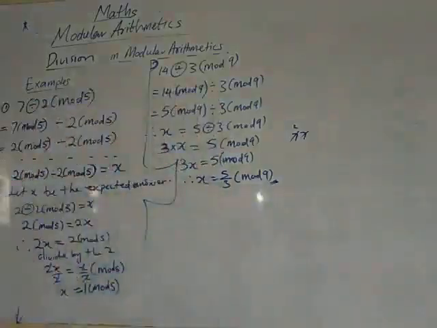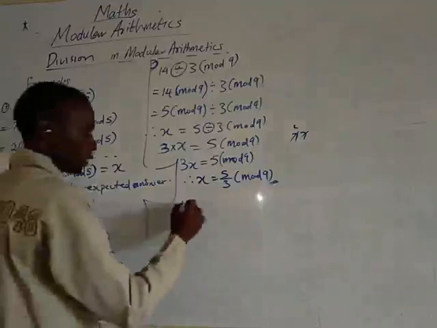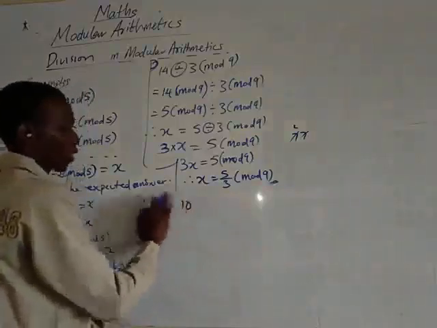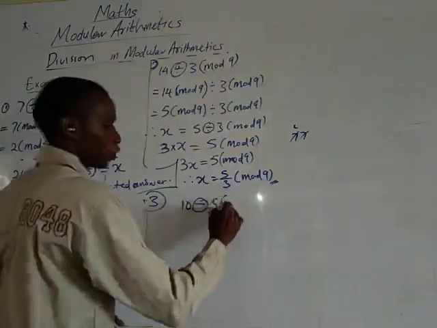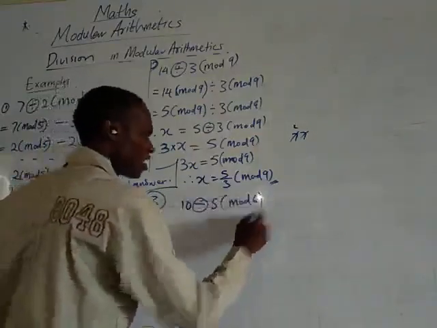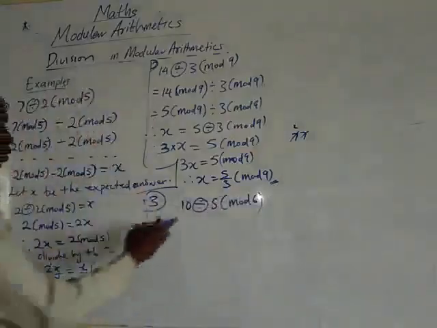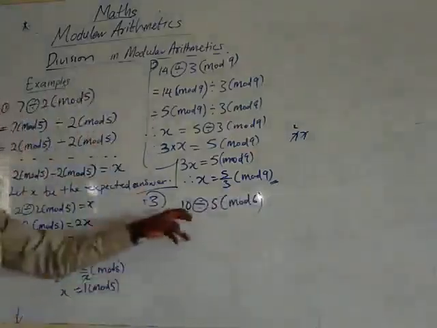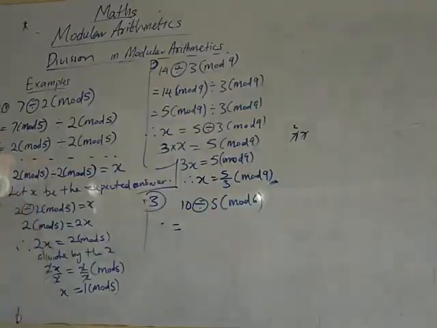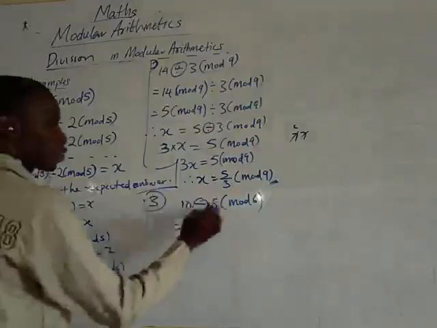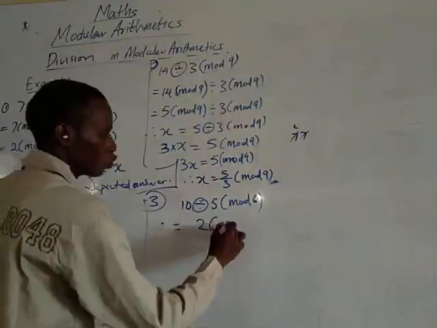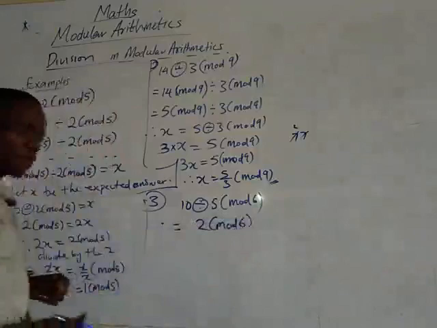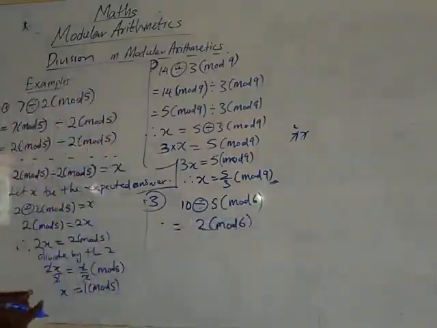Let's check where we have 10, that's my example 3, divided by 5 mod 6. In this case, this is very exceptional and so quick. These two numbers can divide themselves straight away without any remainder. So 10 divided by 5 will give me 2. So I have 2 mod 6. Is that possible? Is that allowed, or is it going to give us the expected answer?